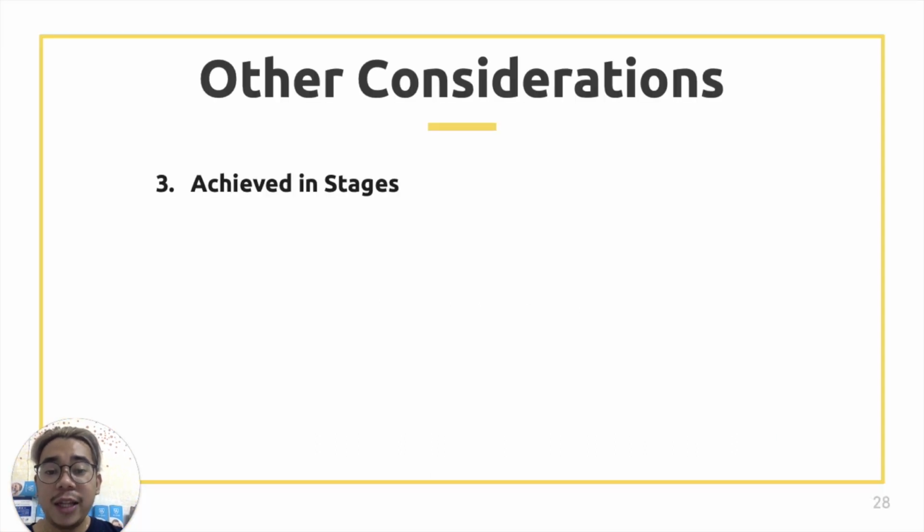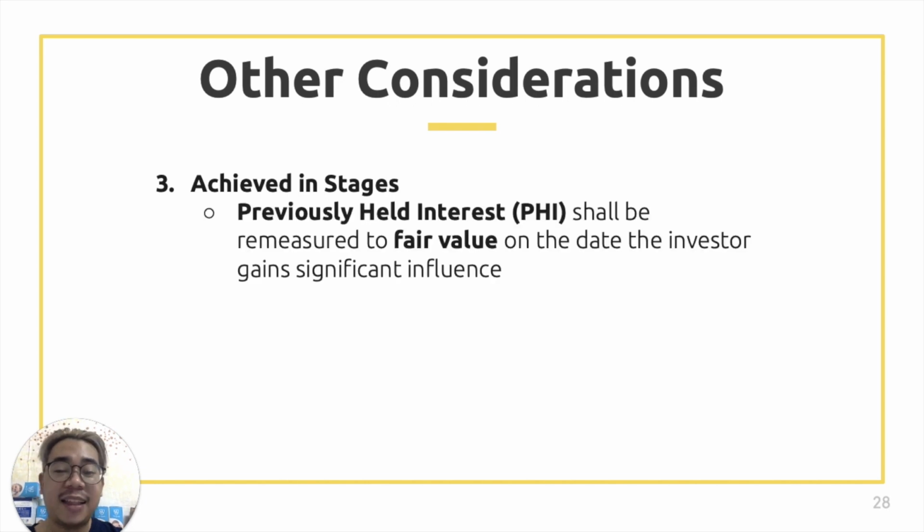Number three, what if yung associate mo achieved in stages? Ibig sabihin dati less than 20% tapos dahan-dahan naging more than 20%. Previously held interest shall be remeasured to fair value on the date the investor gains significant influence. So, yung previously held interest mo, measure at fair value.